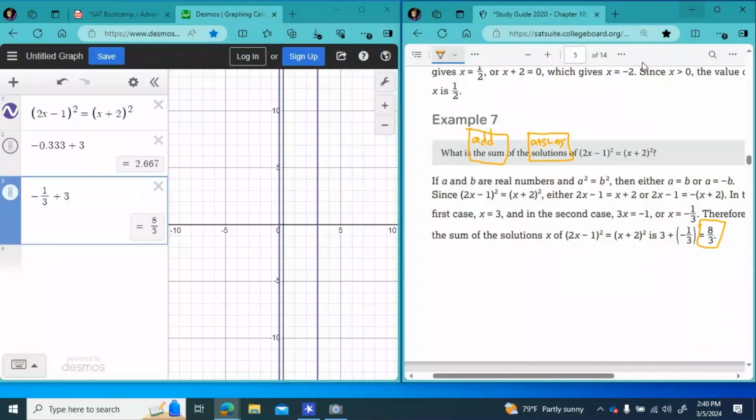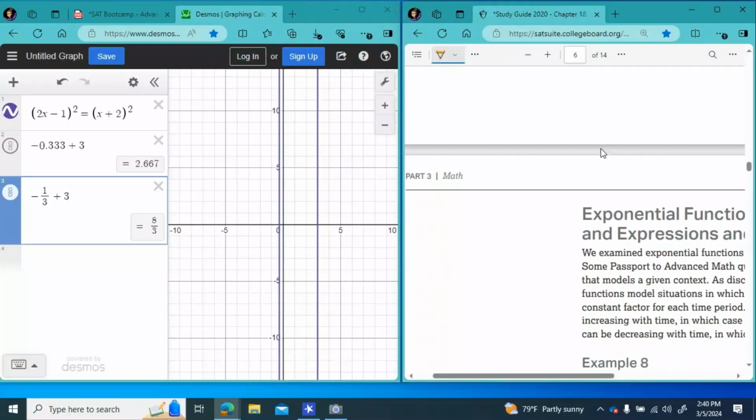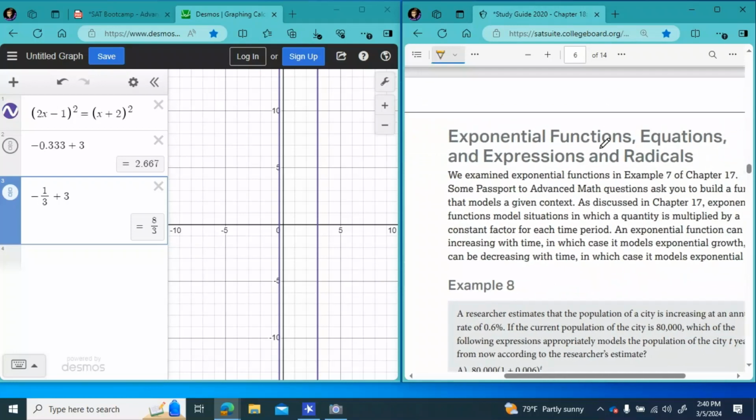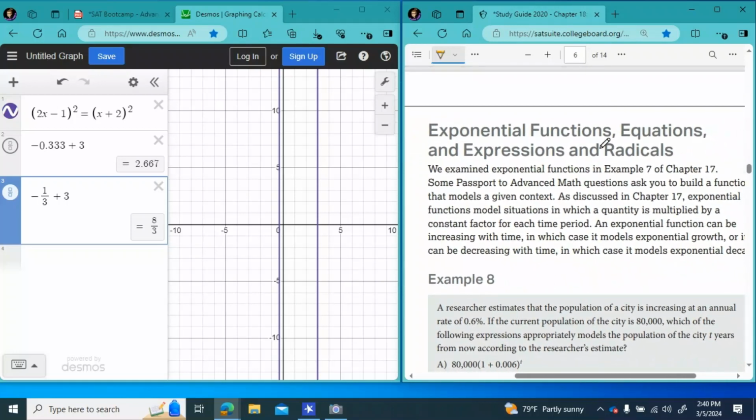All right, guys, we are moving right along with our digital SAT math practice in the topics of advanced math. Our next section is exponential functions, equations, and expressions and radicals.